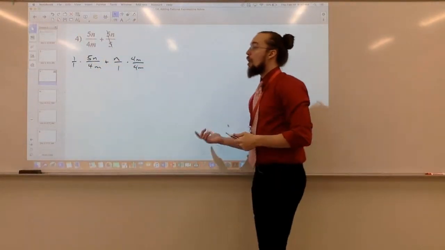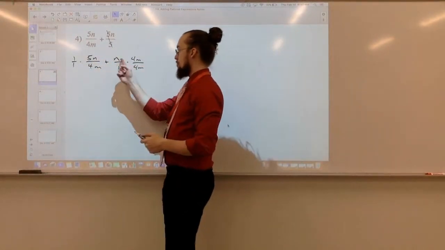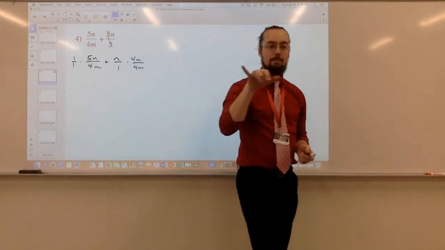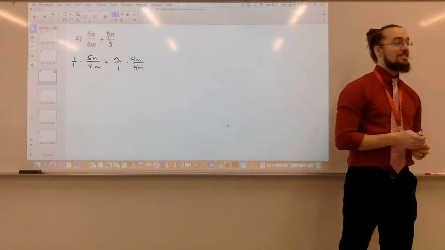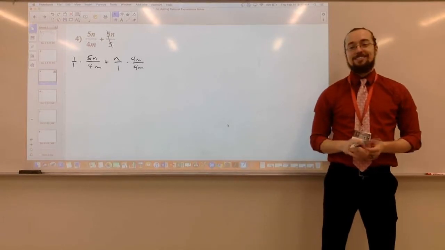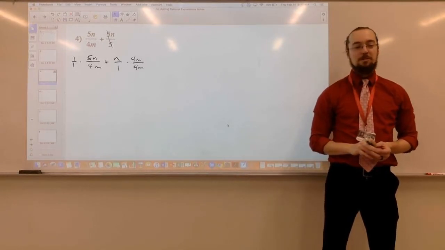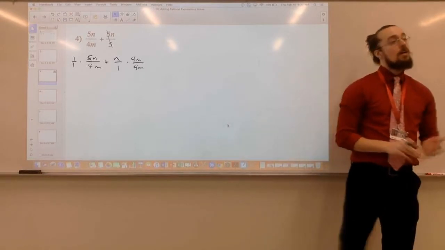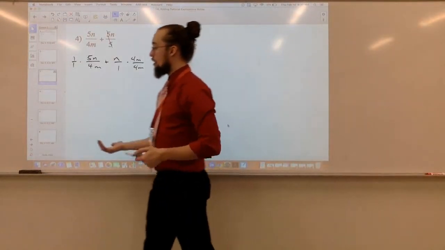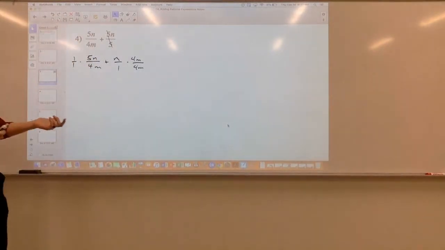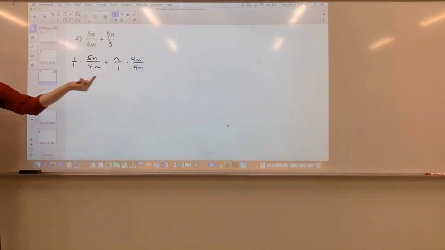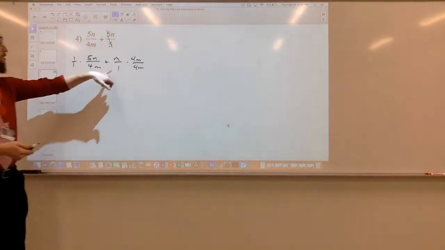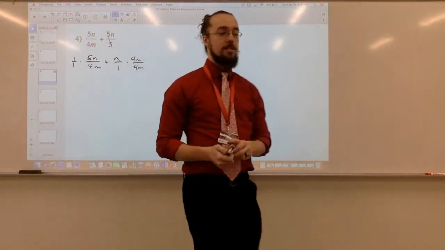Okay? Now, why am I allowed to do that? Why am I allowed to multiply this by 4m over 4m? Because I said so. Because I can just make up the rules that I want. I mean, that's why we're doing it, to get a common denominator. But why is that allowed? Why can't I just multiply this by 4m over 4m? I mean, that seems like that's going to change a lot. So yeah, that's why we're doing it, to get the 4m in the denominator over here.